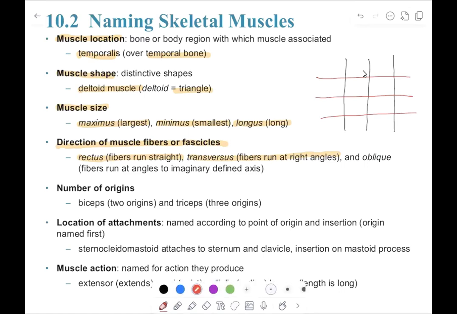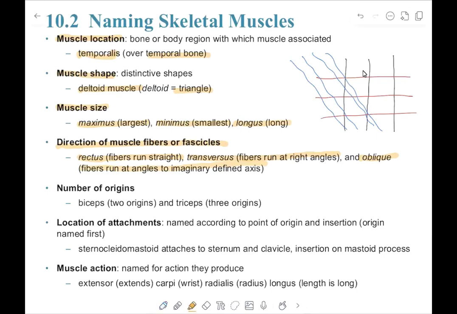Then there is an oblique muscle. We have the external and the internal obliques. They run at angles to an imaginary defined axis, which essentially is at a diagonal shape like this. We then have another characteristic, which is the number of origins, like biceps has 2 origins, triceps has 3.